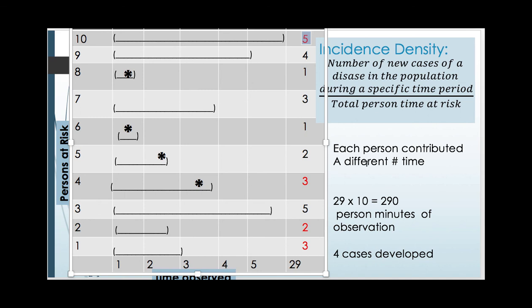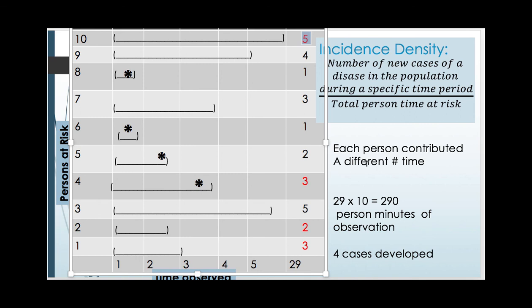So we take our 29 and we multiply it by the number of people that were in our study, which was 10, and that means we had 290 minutes of person time observations, and we still had our 4 cases. So let's take a look at what that data would look like.